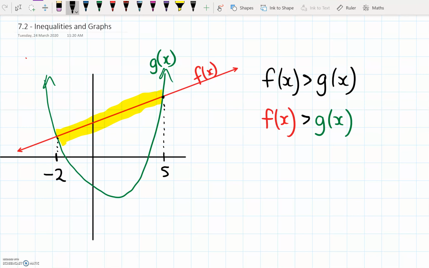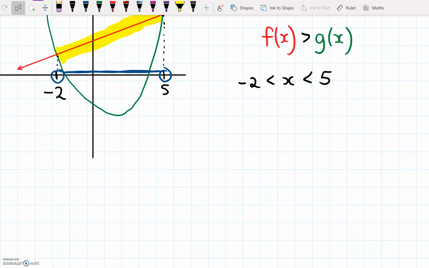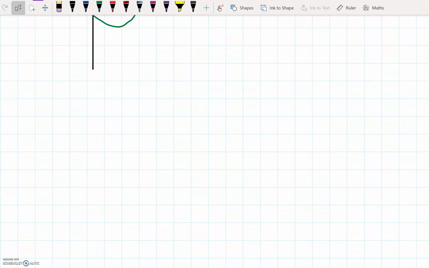So therefore we know that our answer to this problem is that -2 is less than x, which is less than 5. And we always circle this on our graph and show it. I should have done this first, because this shows that we are looking at an x range from -2 to 5. That's as hard as it gets. It's quite simple. We're going to do a couple more examples just to make sure you guys get it.